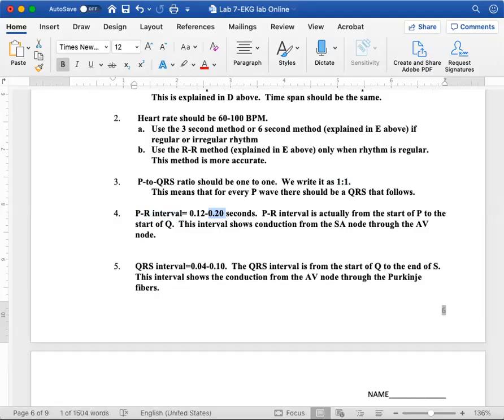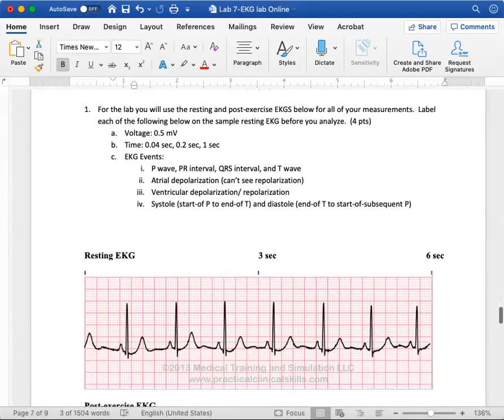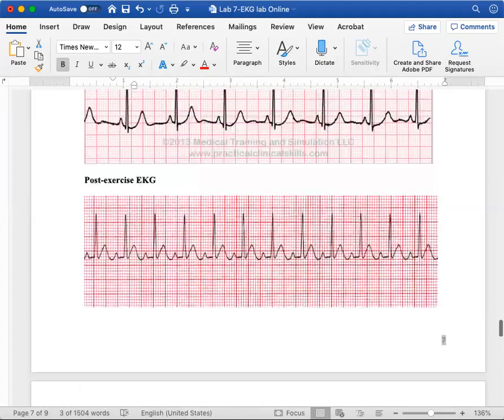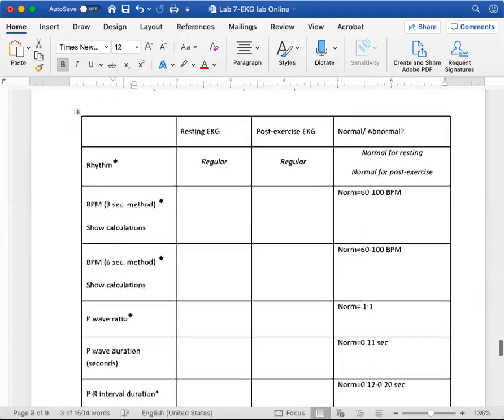And then your QRS interval, usually it's one itty bitty box. It's 0.04, but it can be 2 itty bitties or a little bit more than that. So it's 0.1 or less. All right, so what I want you to do for this is label everything on resting and post-exercise EKG first. Then I want you to use these to fill in the table below.